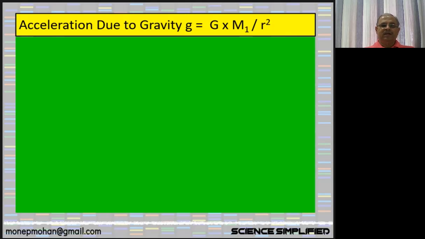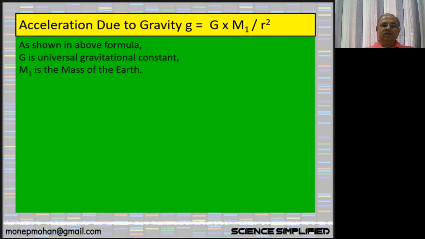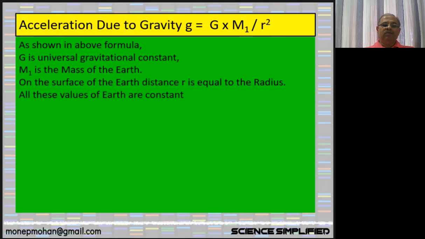Let us understand further the implication of this formula for acceleration due to gravity. As shown in the above formula, G, which is a universal gravitational constant, is a constant figure. m1 is the mass of the earth. R on the surface of the earth is the distance equal to radius of Earth. All these values of Earth are constant. This means g is also constant on the surface of Earth.